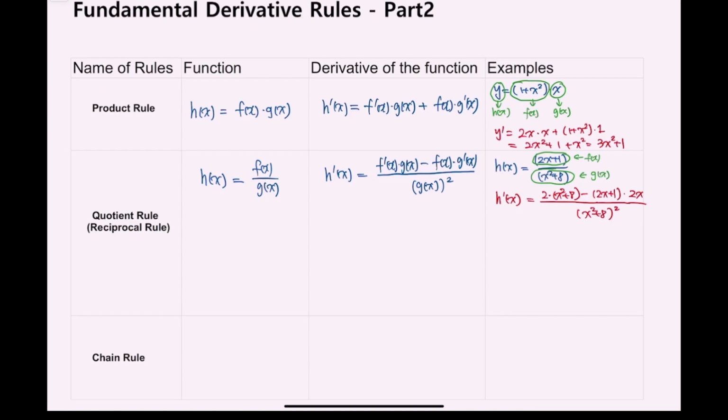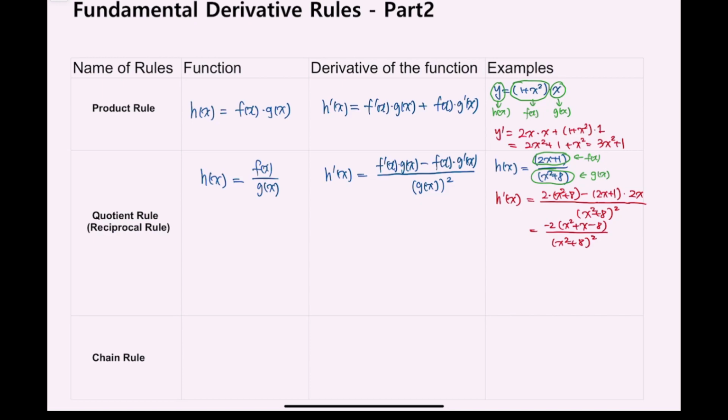Now we can distribute and simplify the function in the numerator. Then we'll have negative 2x squared minus 2x plus 16 over (x squared plus 8), the whole thing squared again.